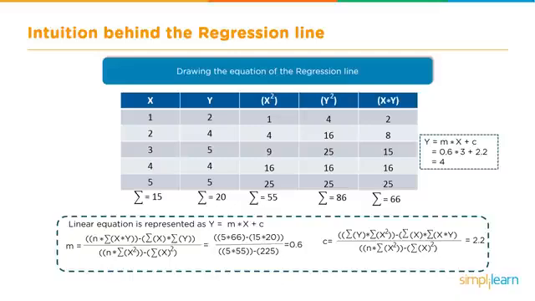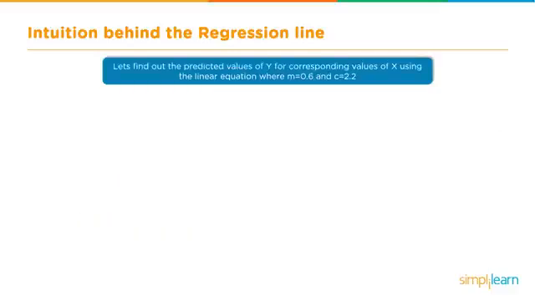You don't have to do the math on a piece of paper or a calculator. And you'll get a slope of 0.6. And you'll get your c coefficient. If you continue to follow through that formula, you'll see it comes out as equal to 2.2. Continuing deeper into what's going on behind the scenes, let's find out the predicted values of y for corresponding values of x using the linear equation where m equals 0.6 and c equals 2.2.